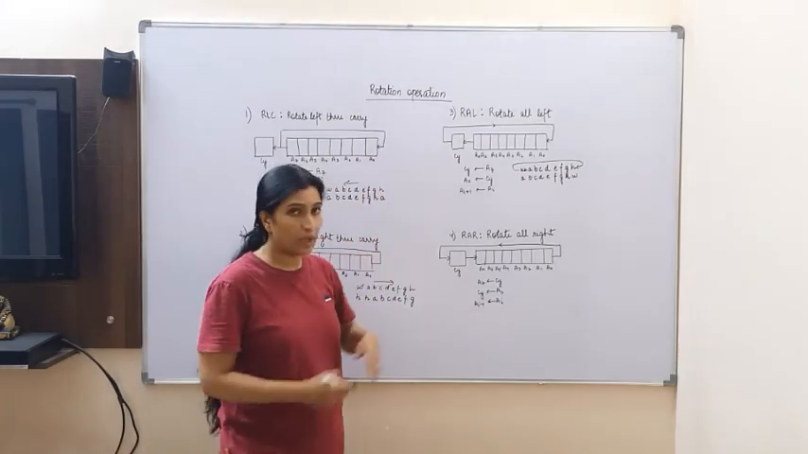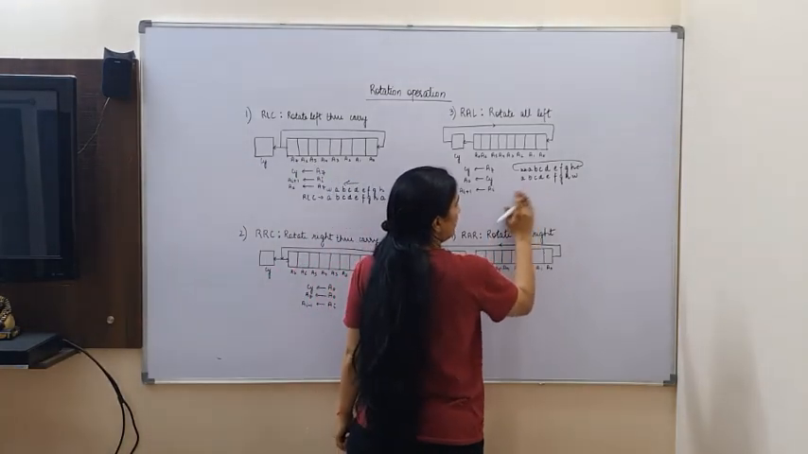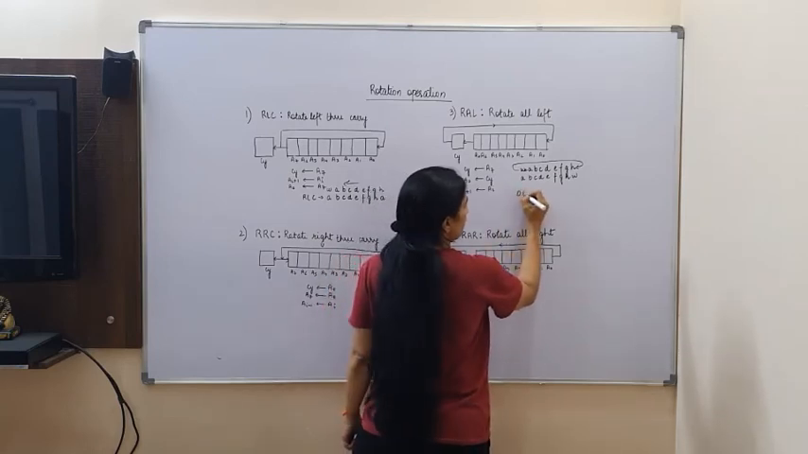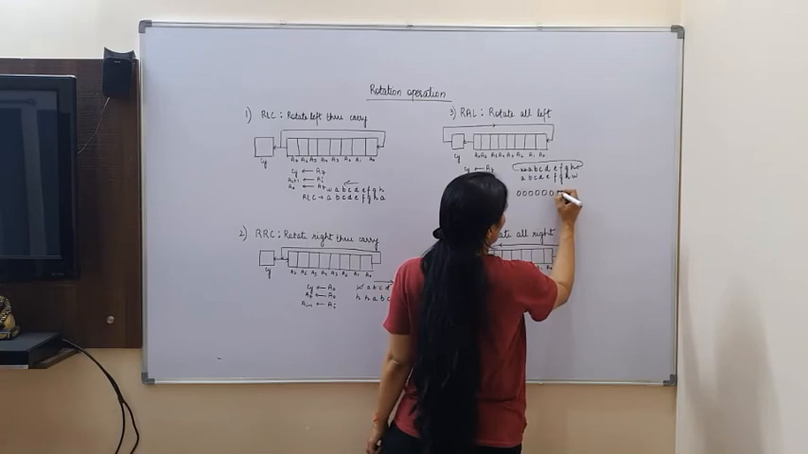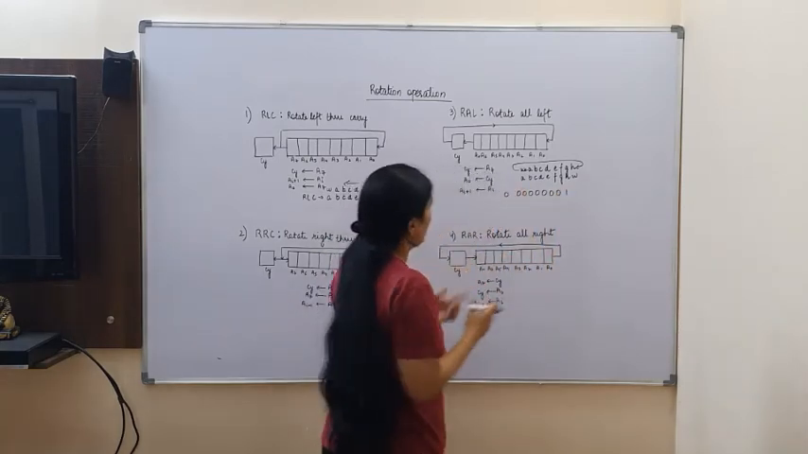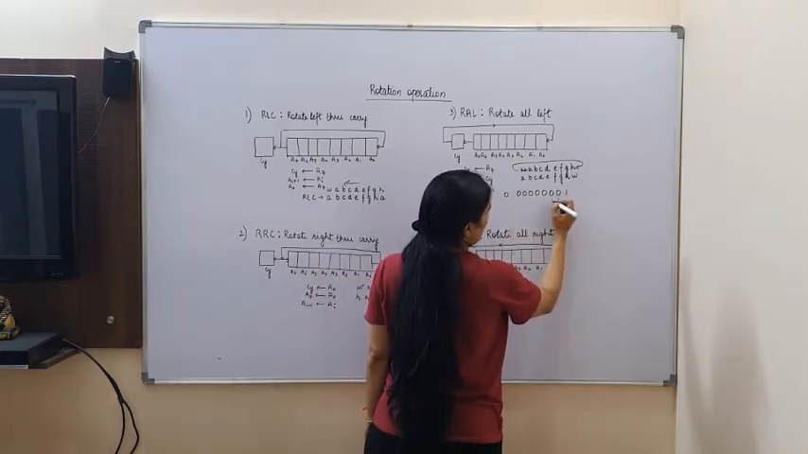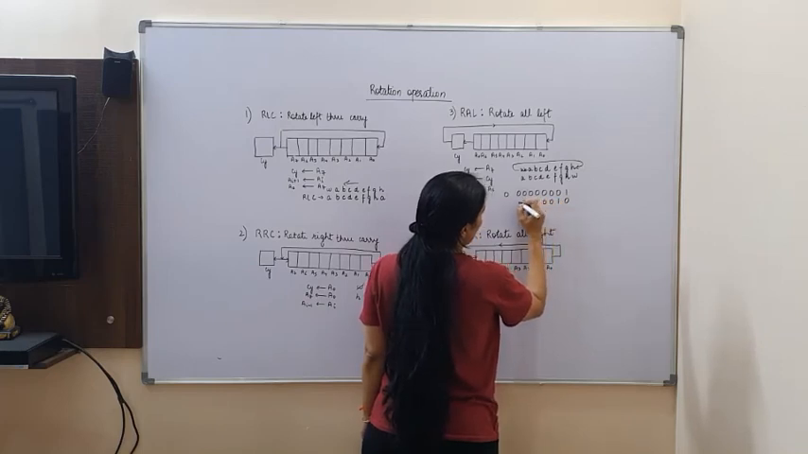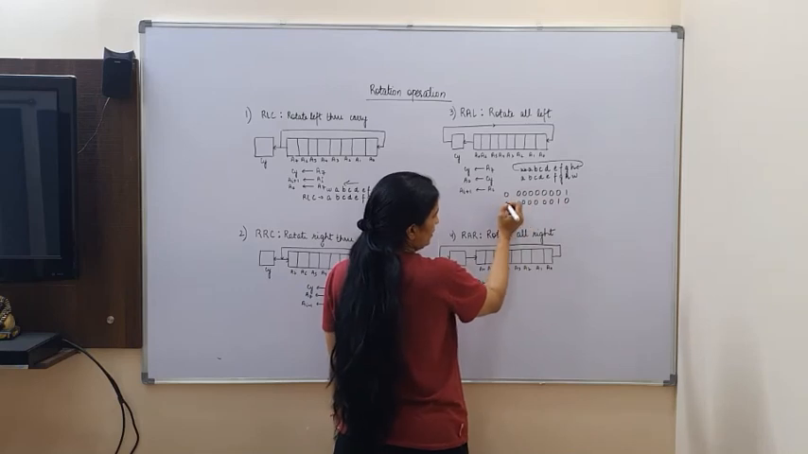Rotation all left. Let's take an example of 8 bits of data: 0, 0, 0, 0, 0, 0, 0, 1, and this is the carry bit. So what happens is, if I rotate left, this will come here: 1, 0, 0, 0, 0, 0, 0, 0. This 0 has come here, this one has moved here, and so on and so forth.